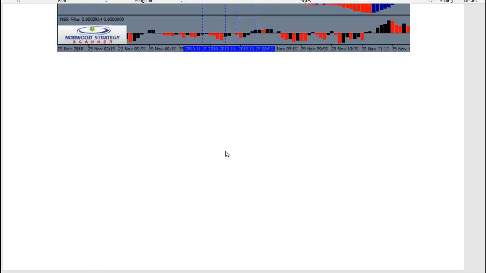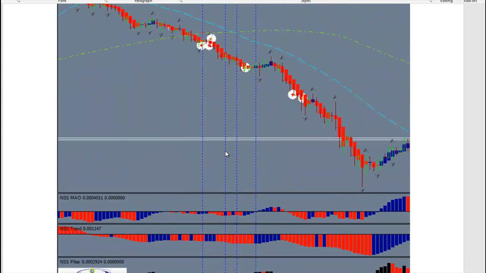Let me go to the 5 minutes so you can get a better picture of what took place. Okay, took my little hit there, got back in, made some profit. It went flat. This is what I want to see. This is good stuff.